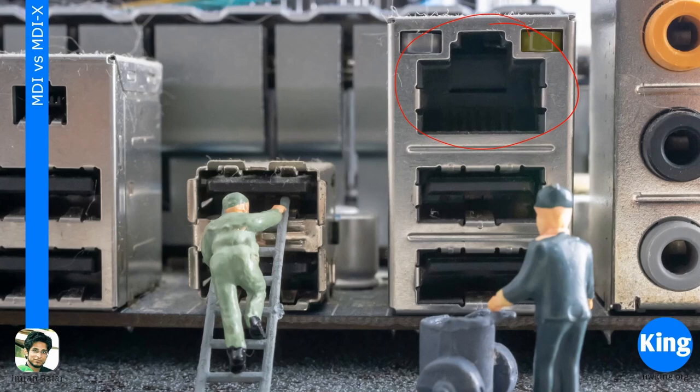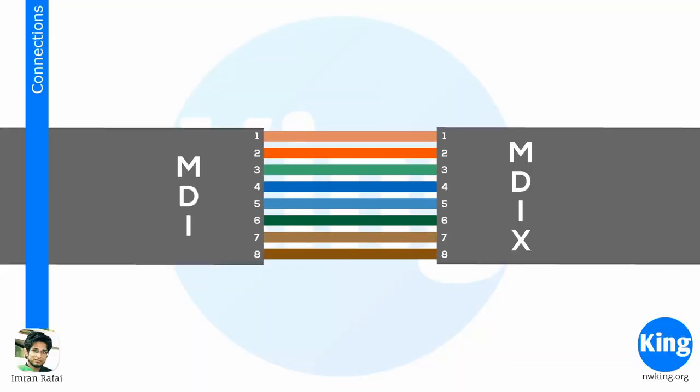Now, this connector that you see on your computer, even though it looks the same, there are two types of connectors. One is called the MDI and the other is called the MDI-X. So what is MDI and what is MDI-X? We will discuss. So MDI is nothing but media dependent interface, right? Media dependent interface, and MDI-X is media dependent interface crossover. X means crossover. So MDI is a type of port that is there on PCs or laptops, and the user devices will have the MDI.